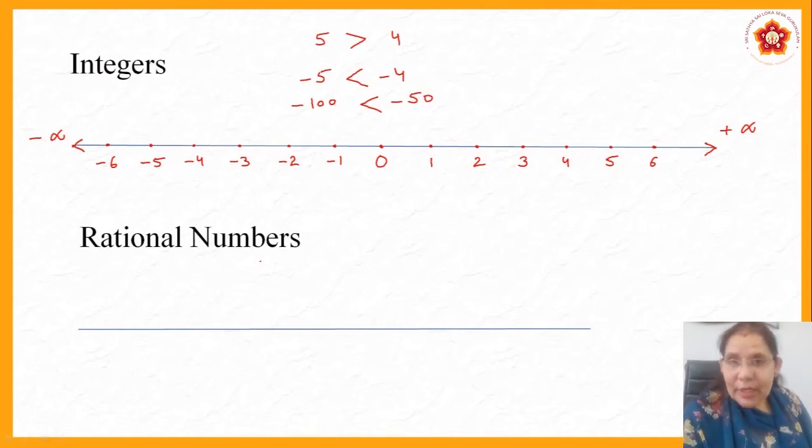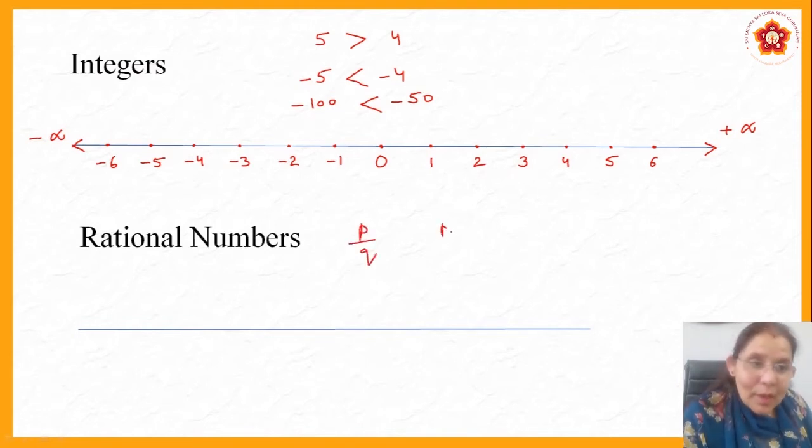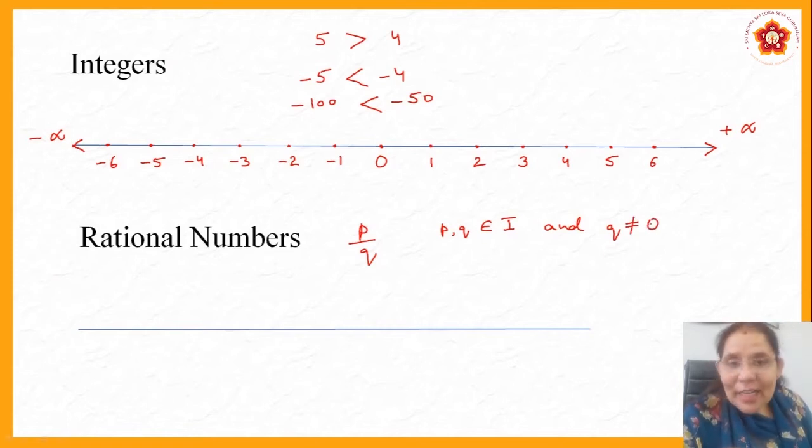Now coming to rational numbers. What are rational numbers? You can just recall any number which can be written in the form P upon Q, where P and Q are integers and Q is not equal to 0, is a rational number. That means rational numbers will have all integers, and along with that it will have the fractions also. So all integers it will have.